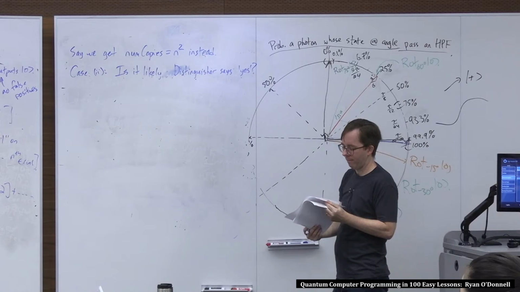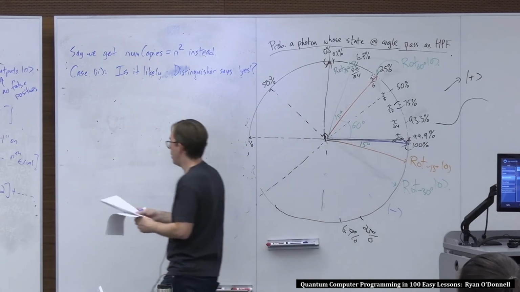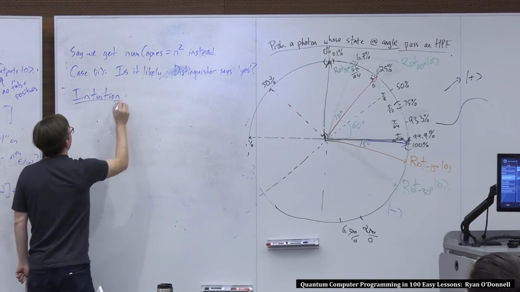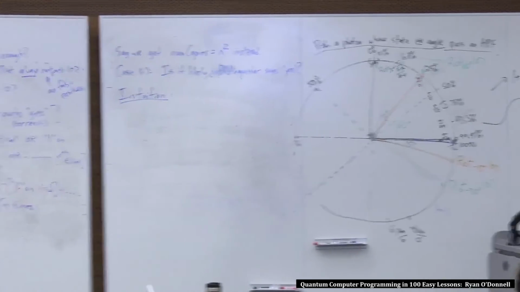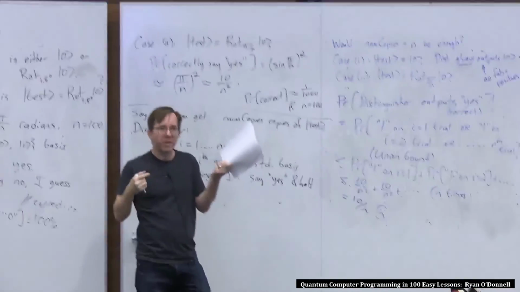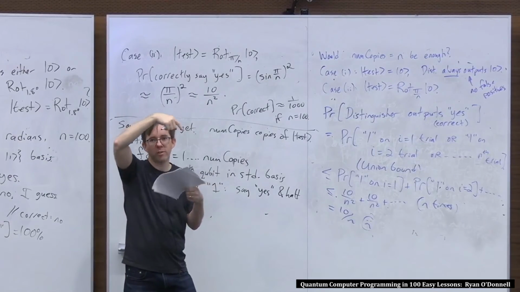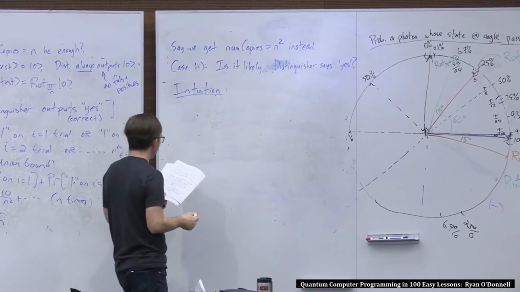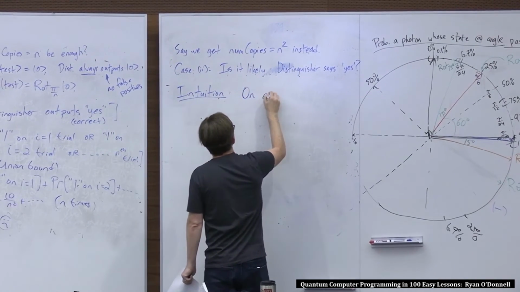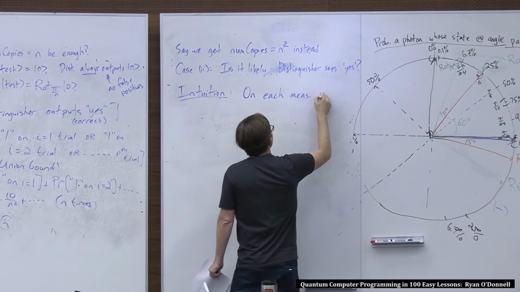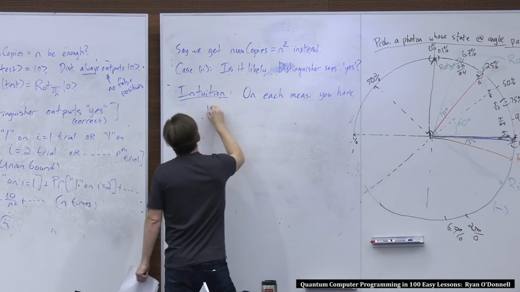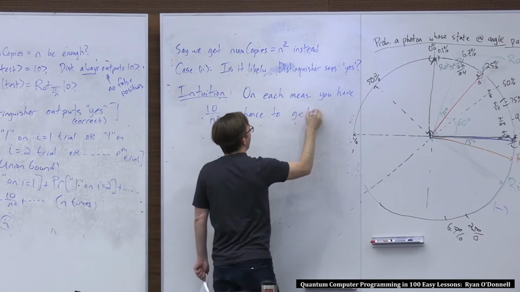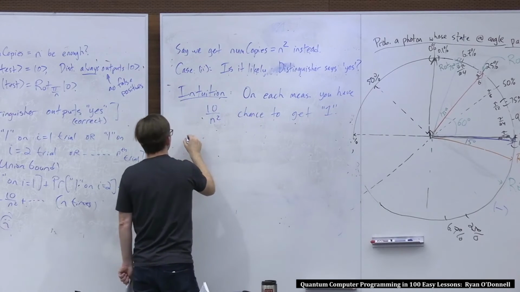The answer is yeah. The intuition is, okay, the actual calculation is a standard thing. If the probability of heads is p, the probability that you don't get any heads is (1 minus p) to the number of copies. In the notes, I wrote that down a little bit more carefully, but since we don't have too much time, let me just say the intuition. On each measurement, you have a 10 over n squared chance to get a 1. But you're doing n squared measurements.